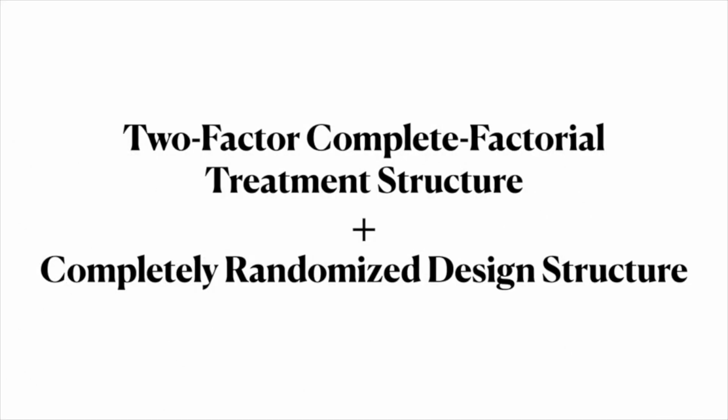So we're going to be looking at models where we have a two-factor complete factorial treatment structure. The statistical model consists of the sum of that treatment structure and then a particular design structure. Now what we're going to do is look specifically at the combination of a two-factor complete factorial treatment structure and a completely randomized design structure.